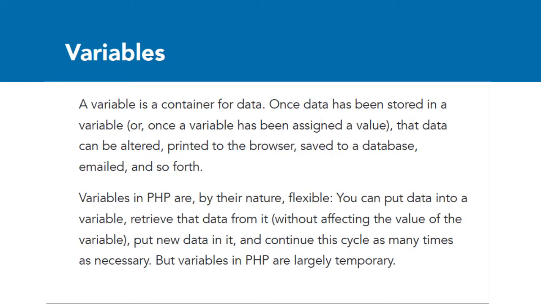A variable is simply a container for data. Once the data has been stored in a variable, or we commonly say once the variable has been assigned a value, then that data can be altered, printed to the browser, saved to a database, emailed, and so forth. Variables in PHP are flexible. You can put data into a variable, you can retrieve that data from it without affecting the value of the variable. You can also put new data in it, and you can continue this cycle as many times as necessary.